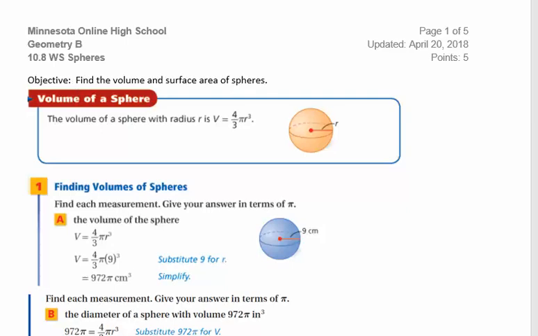This is the worksheet on spheres. So they saved this section for the last part of the chapter. We have to learn how to do the volume and surface area of a sphere.